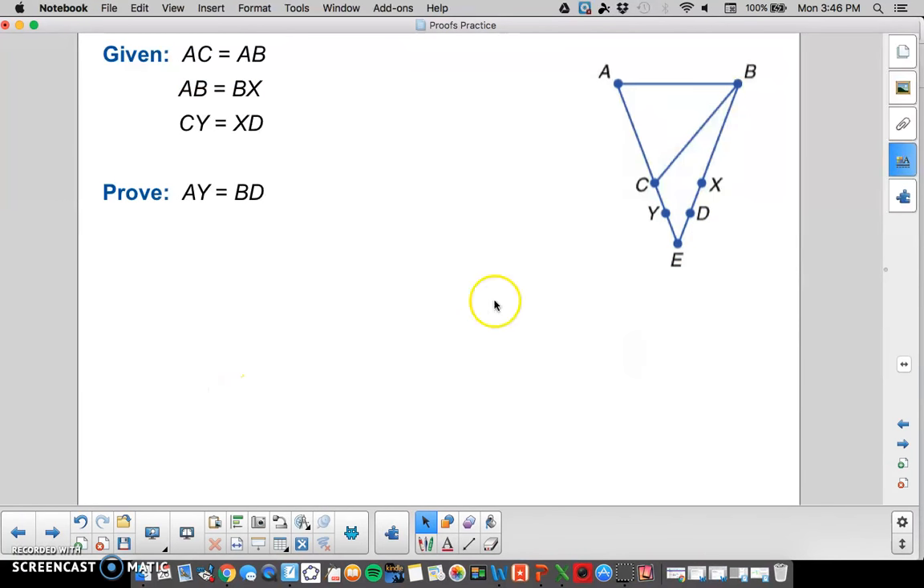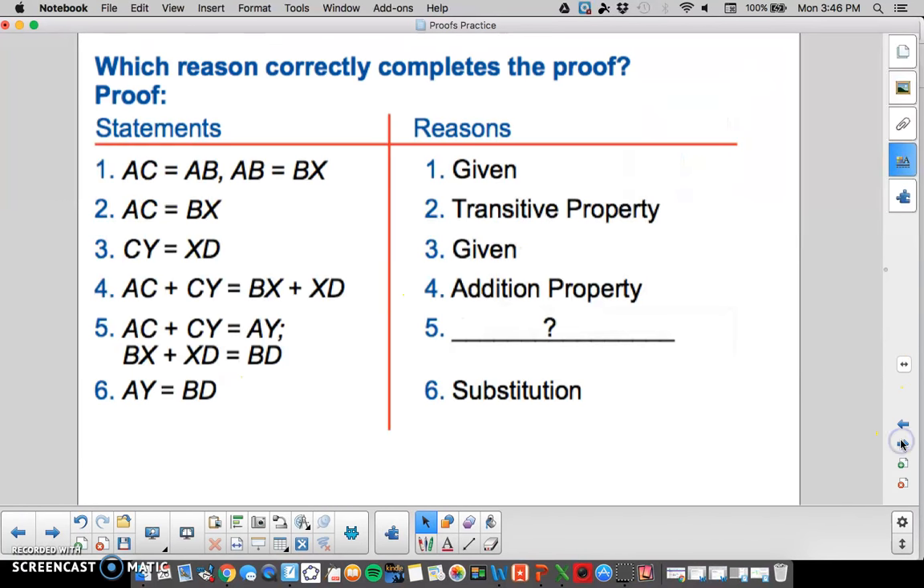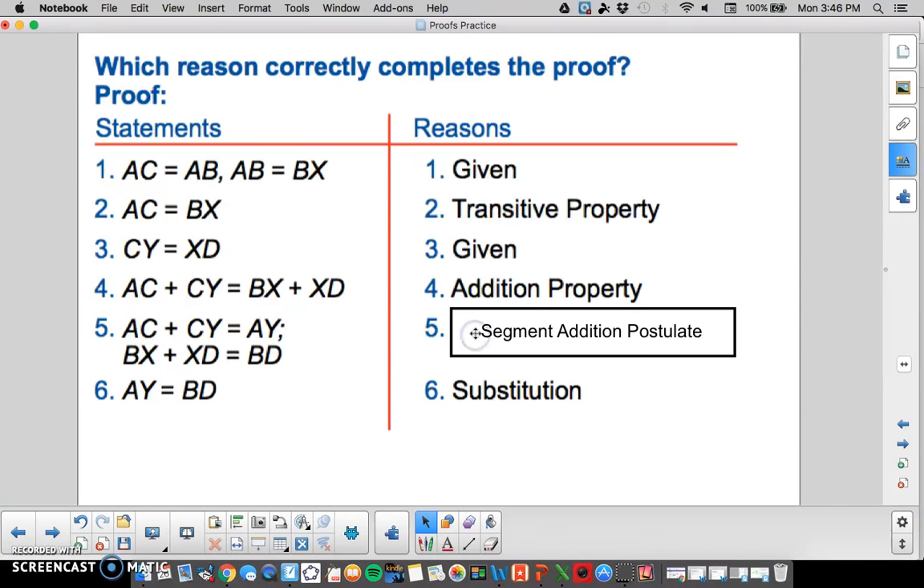Right, this one is one for you guys to try on your own. We want to fill in the correct reason to this proof. So go ahead and pause here and look through this proof. And you should have gotten that the segment addition postulate is the missing reason.